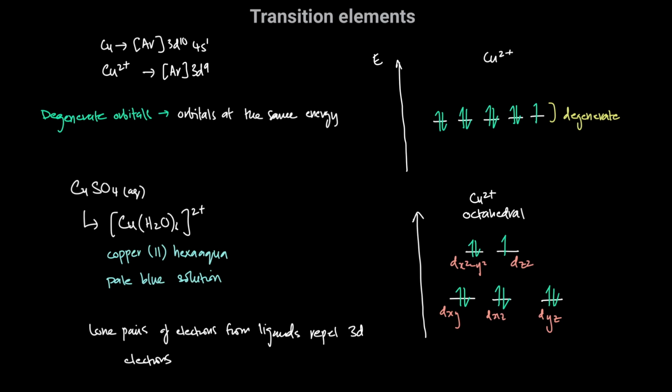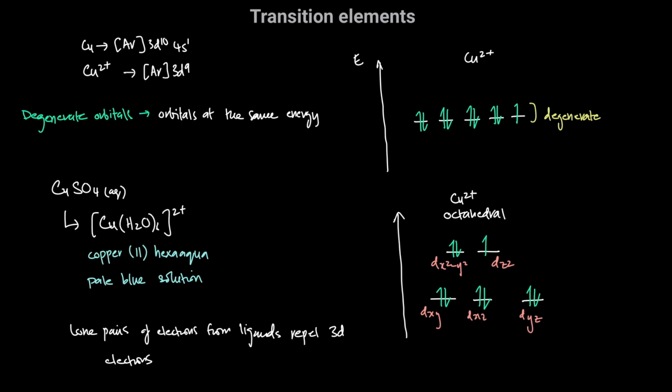Now these d orbitals are what we call non-degenerate d orbitals. Degenerate d orbitals are d orbitals at the same energy. Non-degenerate d orbitals are orbitals within the same d subshell where three of the orbitals are at a lower energy and two of them are at a higher energy. So not all five are at the same energy.